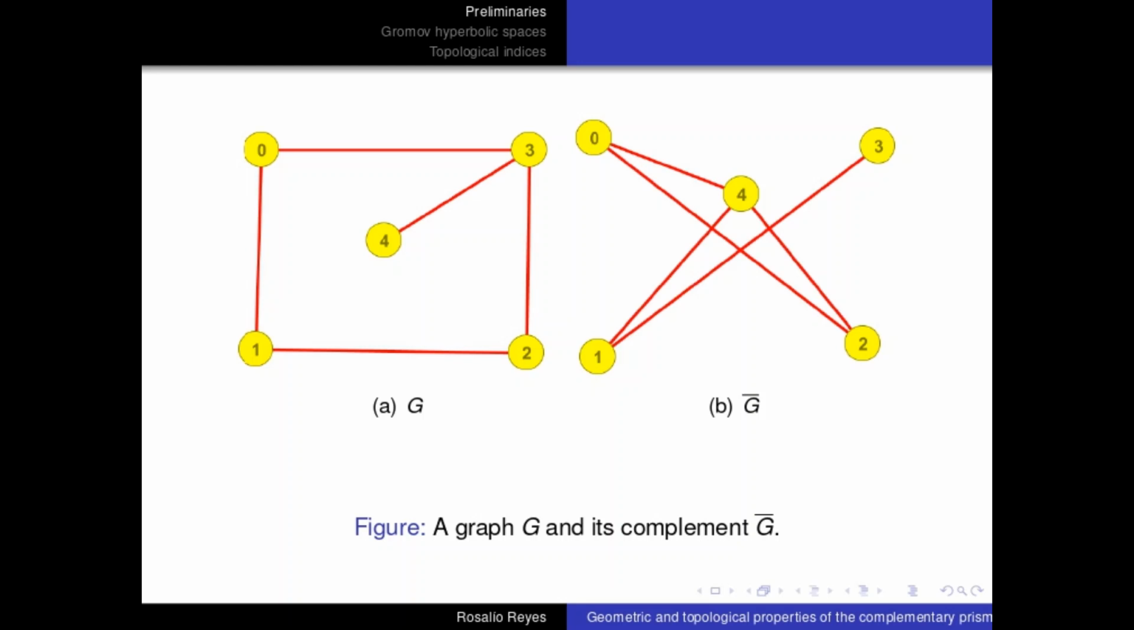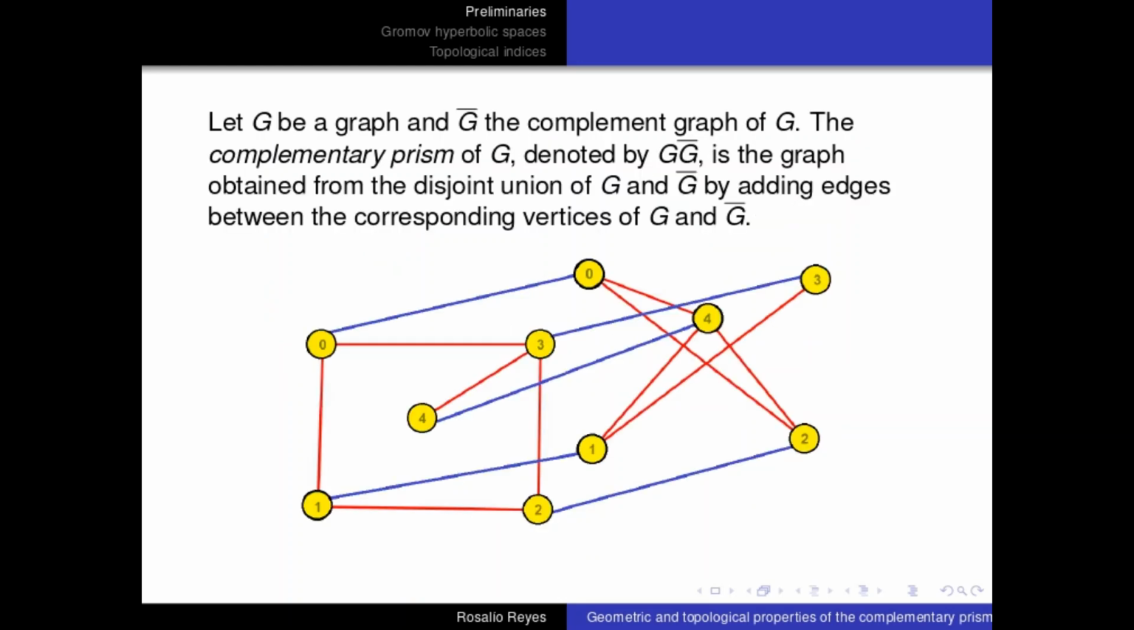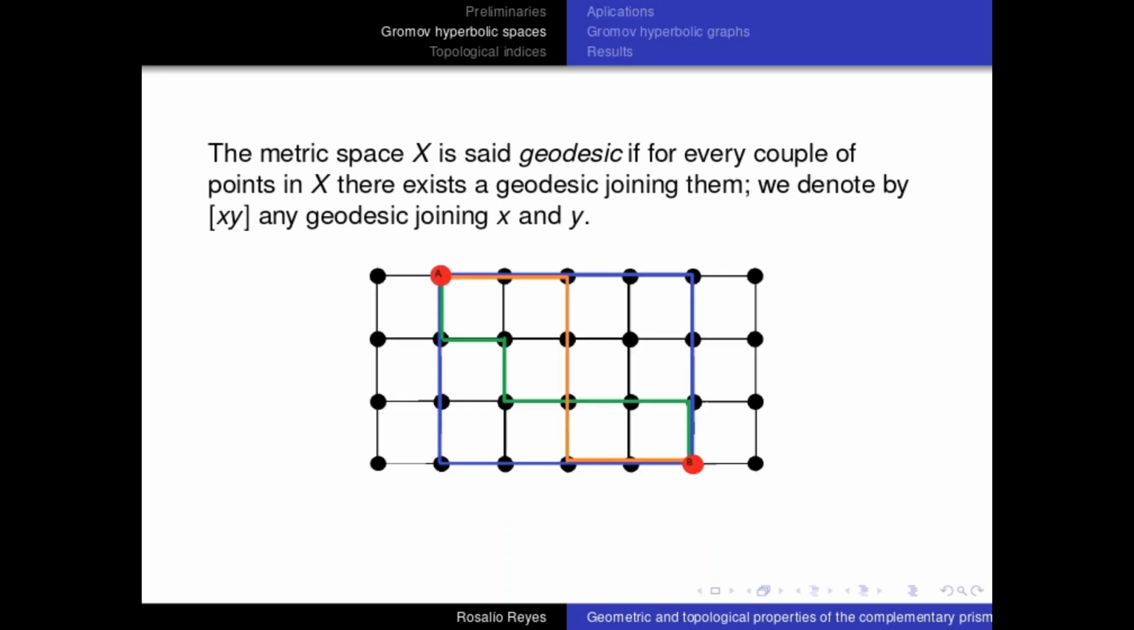Given a graph G, we consider its complement, denoted by G-bar. We can think of the complementary prism of a graph as a kind of product between the graph G and its complement, in which we add edges between vertices that correspond to each other in the graph and its complement. Therefore, we can also see it as an operator on a graph G.